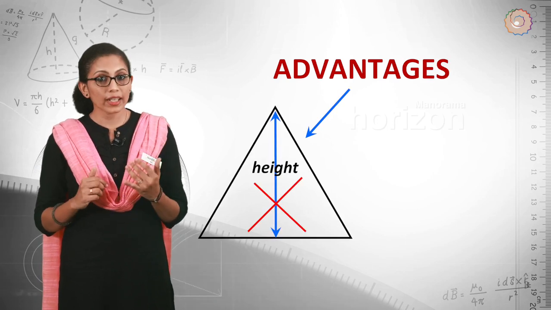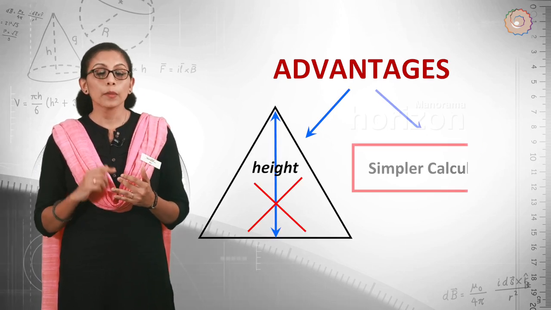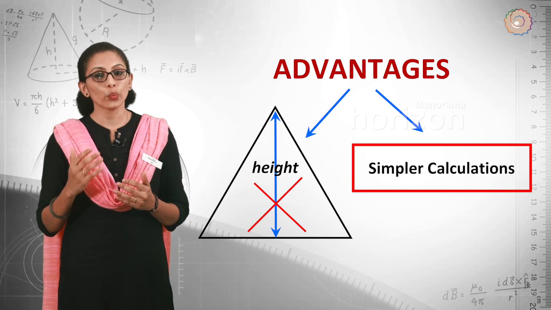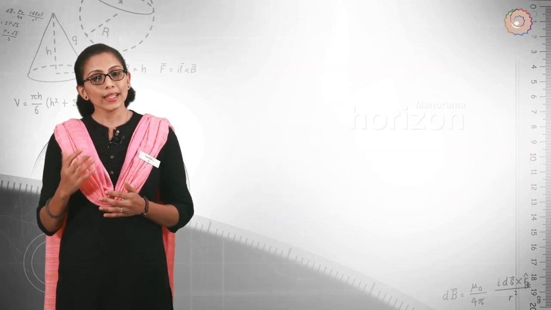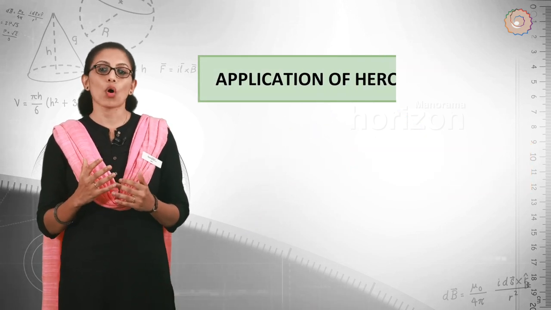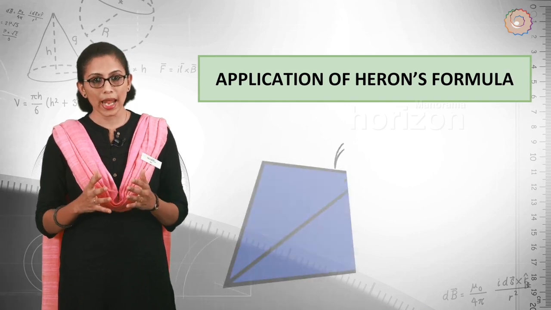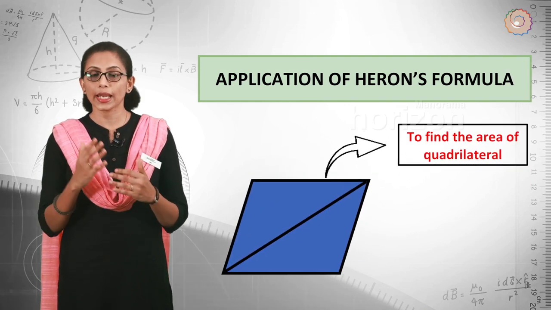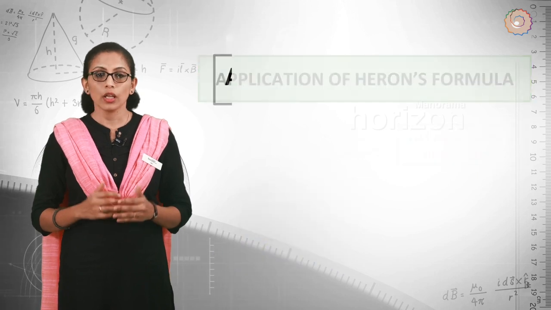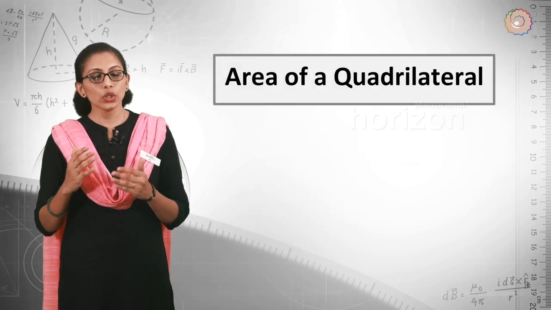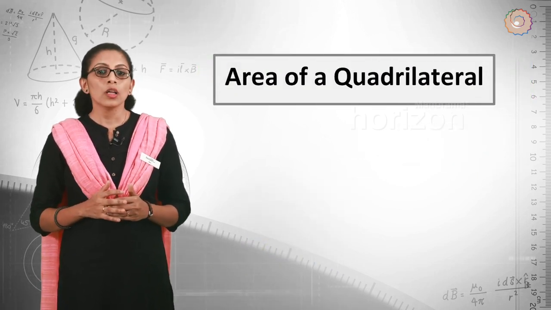Now let's see what are the advantages of using Heron's formula. First, we don't need to find the height. Second, much simpler calculations we can do. Now let's see what are the applications of Heron's formula. Heron's formula usage can be extended to find the area of a quadrilateral. Area of a quadrilateral using Heron's formula.